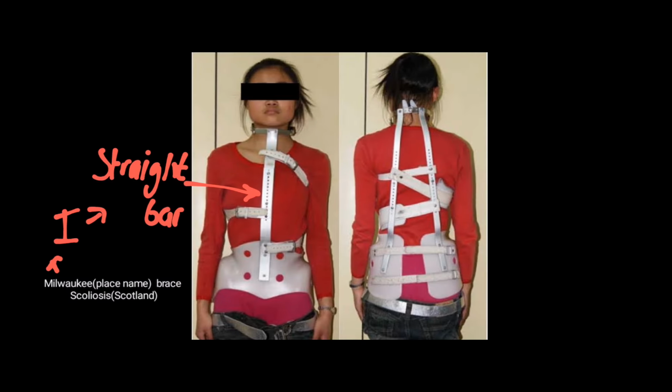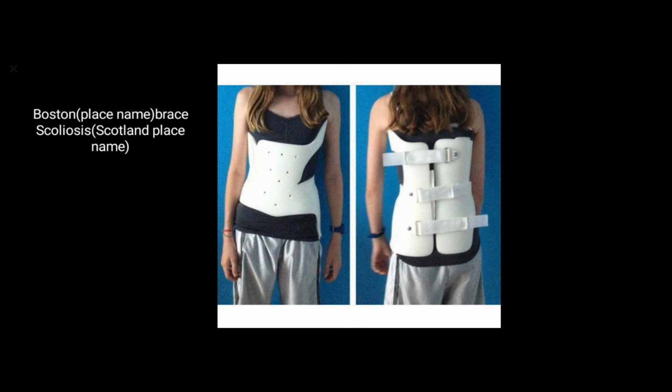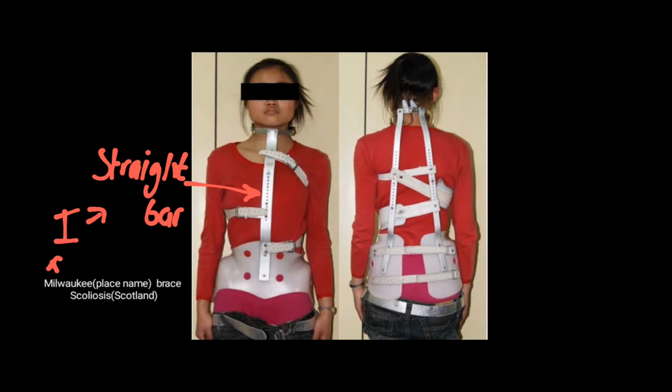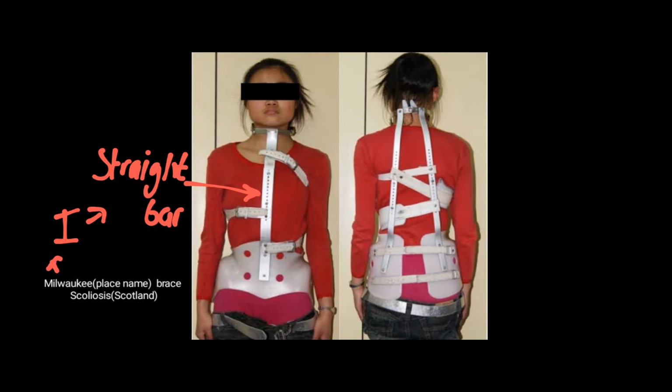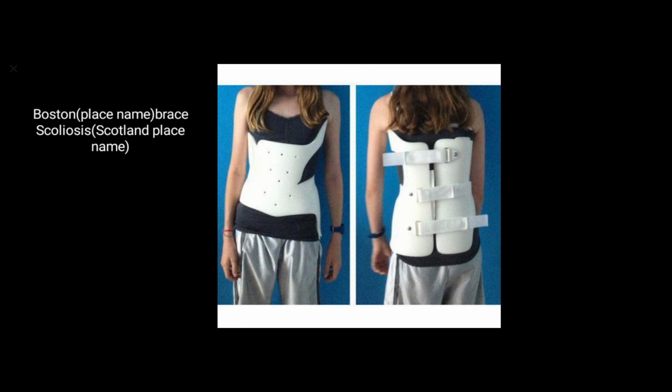Then next we have the splints for scoliosis. For scoliosis we have two braces, that is one is Boston brace and one is Milwaukee brace. So how will we remember this? Imagine that there are three places: Scotland, Milwaukee and Boston. So Scotland for scoliosis, Milwaukee for Milwaukee brace, and in Milwaukee, I is coming, which means a straight bar will be there in the Milwaukee brace. While Boston brace does not have any straight bar and it is placed in the region of the spine.